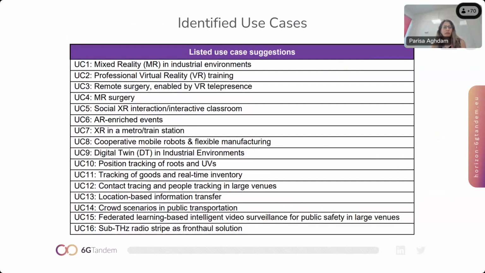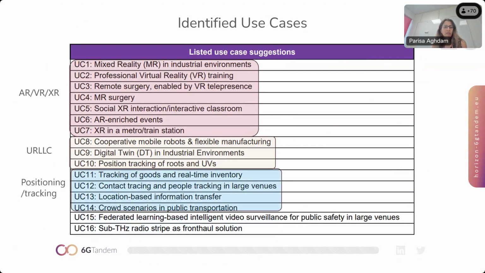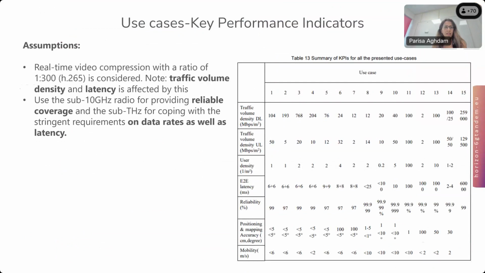Yes, and I will jump on this one quickly. We have the identified use cases, almost 16 use cases here, and we have classified them in terms of the application: AR, VR, XR, URLLC, and positioning and tracking. And we have also some extra use cases, for example, using the sub-terahertz radio stripe as a fronthaul solution for other access points.